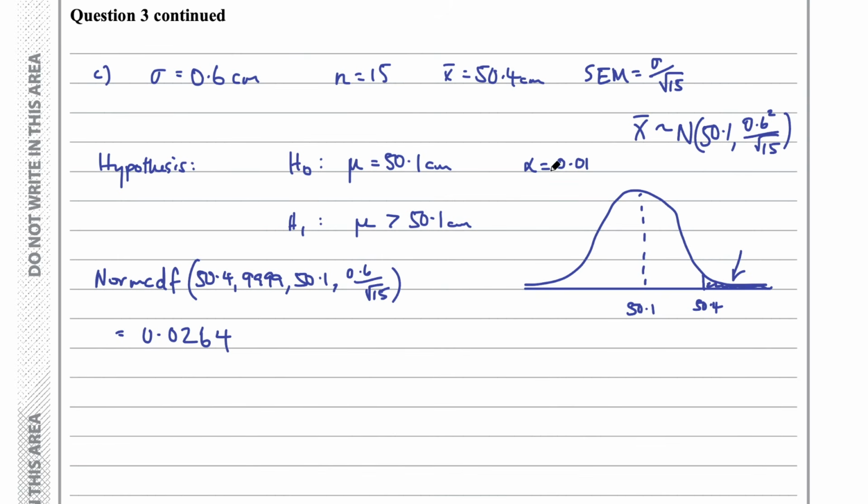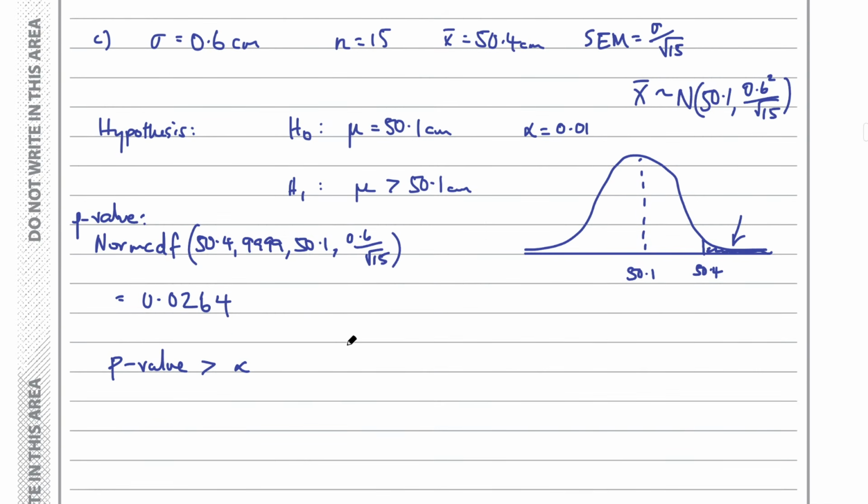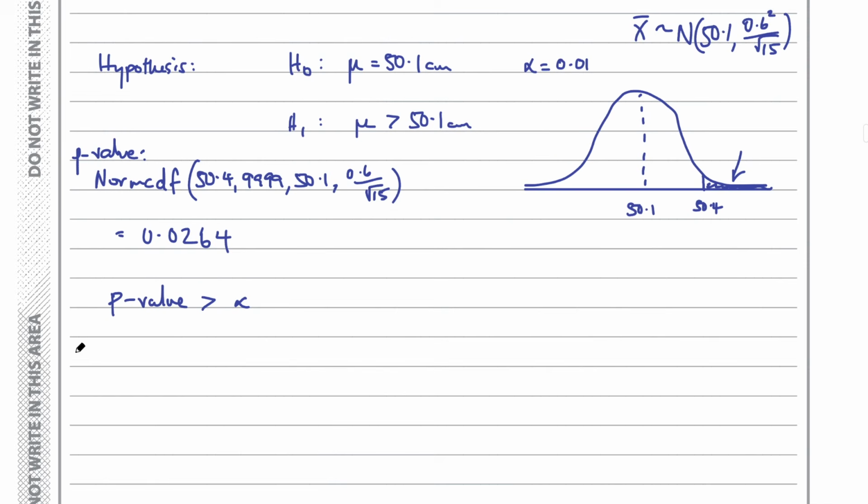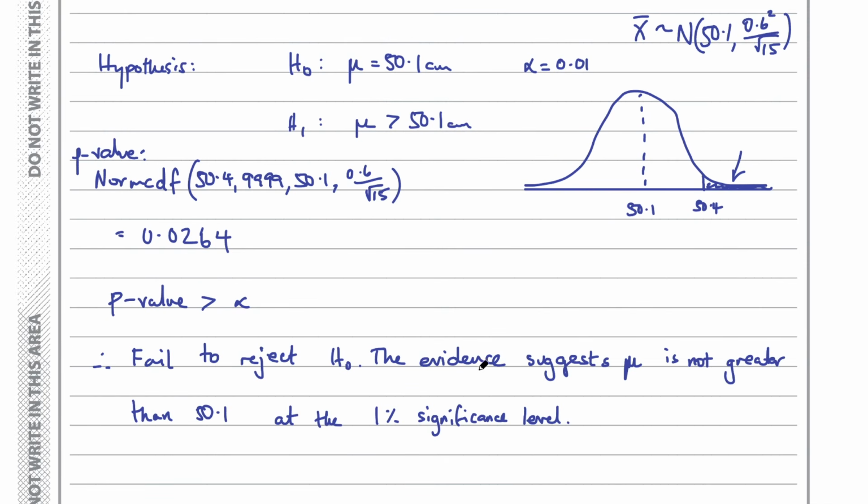Now at the 1% significance level, we do not have evidence to reject the null hypothesis. I should state this is our p-value. So our p-value is greater than alpha. Therefore, we fail to reject the null hypothesis, and the evidence suggests mu is not greater than 50.1 at the 1% significance level. So I'm going to state that to finish this off. Okay, there you go. Make sure you always summarize your answer at the end.